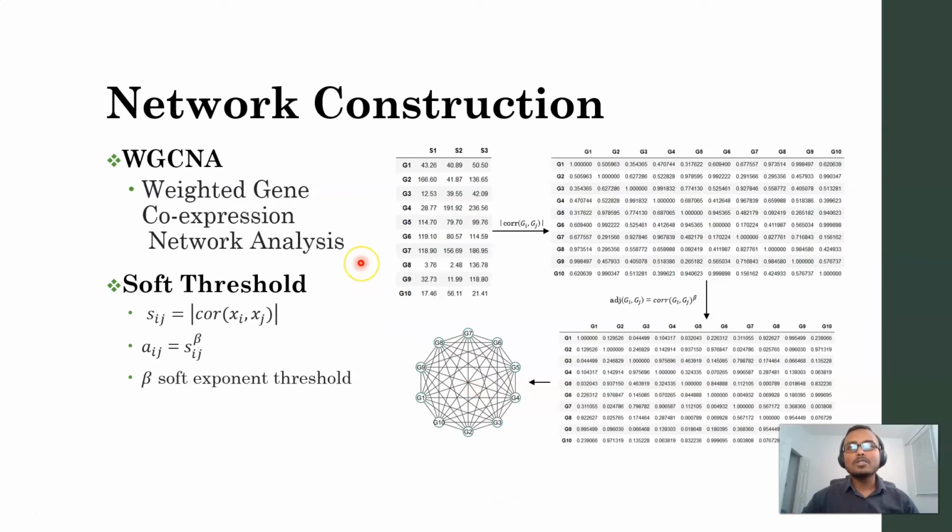So in our network construction phase, we used WGCNA, which is weighted gene co-expression network analysis, and in there we used a soft threshold to construct the co-expression network. Which means that we applied a Pearson correlation on the gene expression data, and we are applying an exponent factor on the absolute value of Pearson correlation to generate our adjacency matrix, which is later used as the co-expression network.